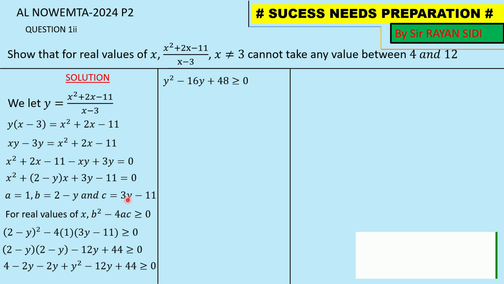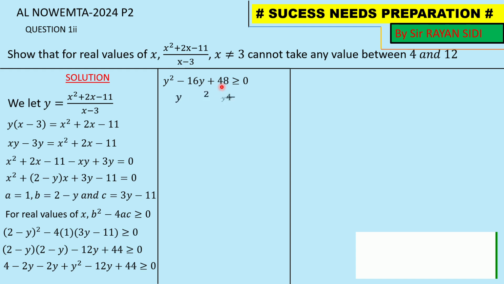Now this is a quadratic expression in y. Here it was a quadratic equation in x, and now here it's a quadratic in y. So I look for two factors of 48 that when I add them together will give me negative 16, and when I multiply them together will give me 48.